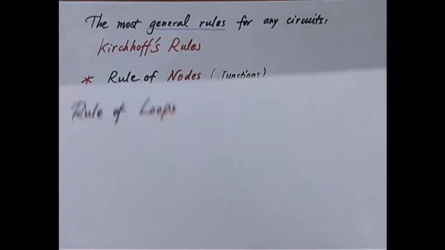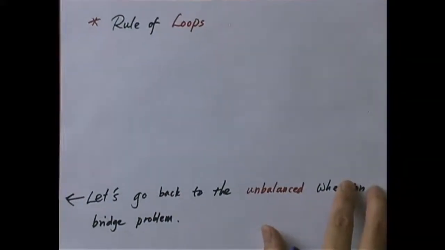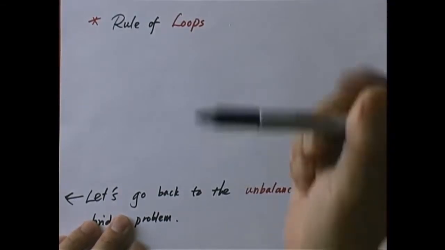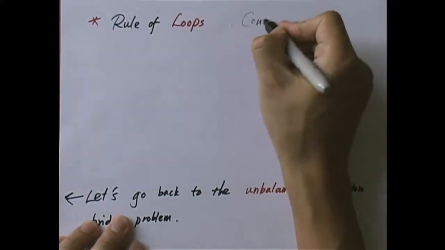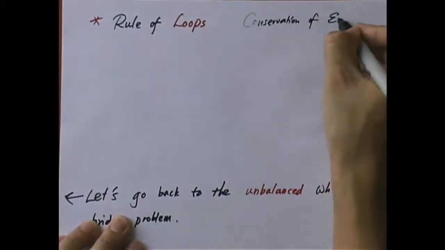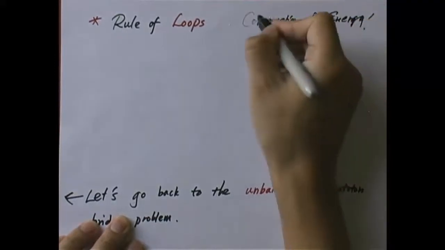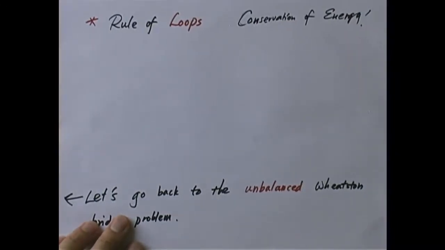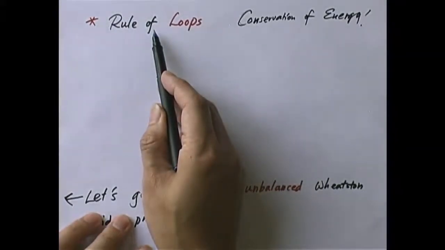The second of Kirchhoff's rules is the so-called rule of the loops. And what is the root of this rule? It is the conservation of energy. So it's also a very fundamental rule. Both of these rules apply in the most general case because they're rooted in the most fundamental laws of physics. What is the rule of loops?